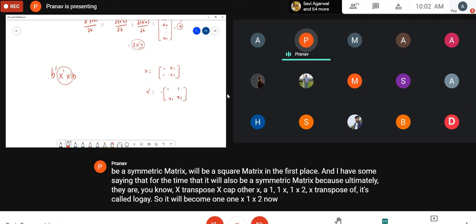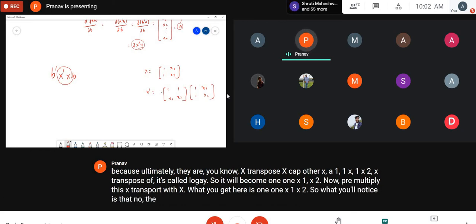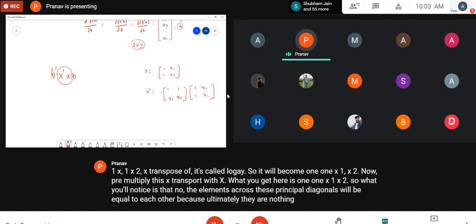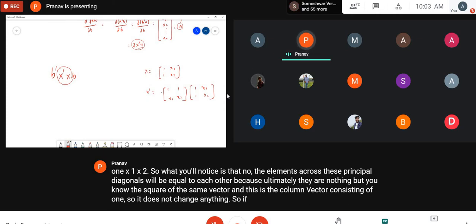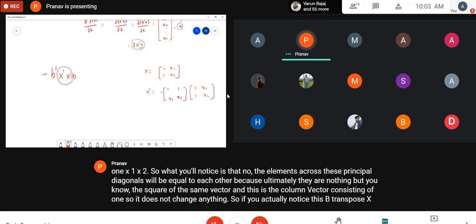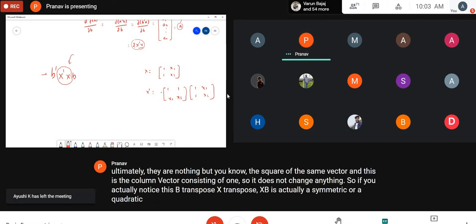Now pre-multiply this X transpose with X, what you get here is 1 1 X1 X2. What you'll notice is that the elements across the principal diagonal will be equal to each other, because ultimately they are nothing but the square of the same vector, and this is the column vector consisting of 1, so it does not change anything. So if you notice, this B transpose XB is actually a symmetric or a quadratic form in B.